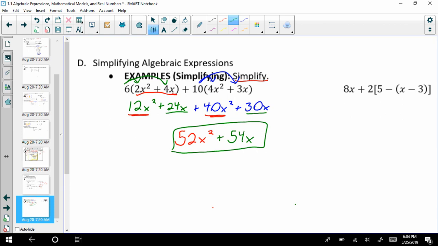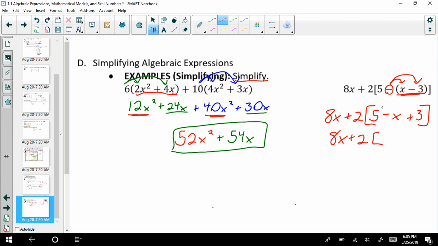And the last one here, let's work our way inside out. So here, x minus 3, I have this negative out front that I'm going to send through. So I have 8x plus 2, and then I have 5 minus x plus 3. Negative times x would be negative x. Negative times negative 3 would be plus 3. Now notice in here I can combine like terms. I have a 5 plus 3. So 8.